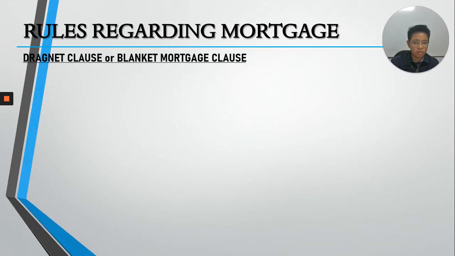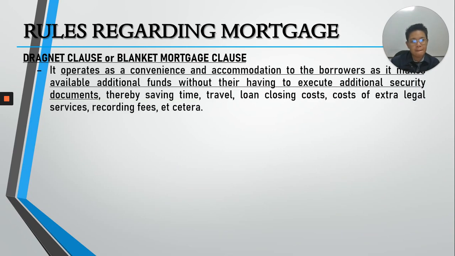Yung tandaan din natin yung dragnet clause or blanket mortgage clause. Pwedeng isama yan sa mga mortgage contract. So, yung dragnet clause or blanket mortgage clause, it is a stipulation in the contract na ang sinasabi diyan is to save time, travel, loan closing costs, cost of extra legal services, recording fees, etc. Yung property which is mortgaged now will also serve as security for future loans noong debtor to the creditor. So it makes available additional funds to the debtor without executing another real estate mortgage contract.